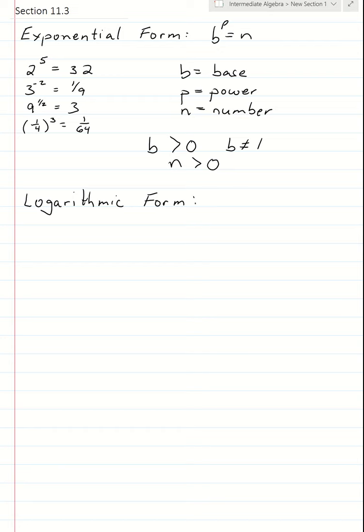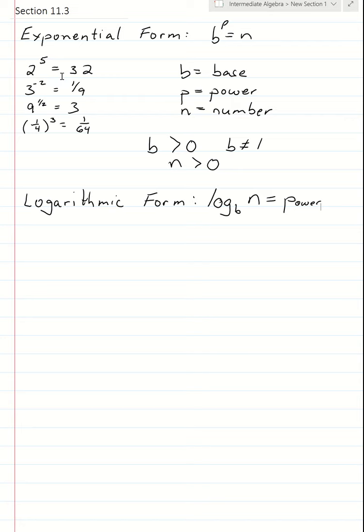Logarithmic form looks something like this. We write the word log, then there's a subscript number b of N, and it's going to equal P. So logarithmic form, log base b of the number N, is going to equal P. So what do logarithms calculate? Logarithms figure out the power that you would have to raise a base to in order to get a particular number.